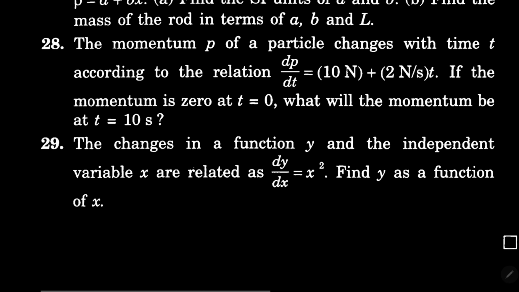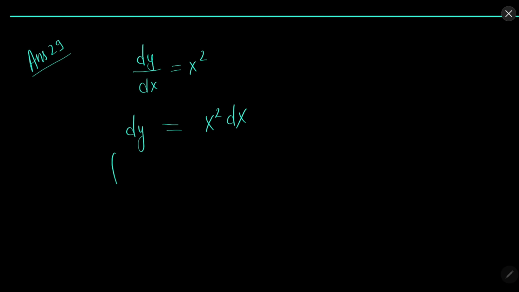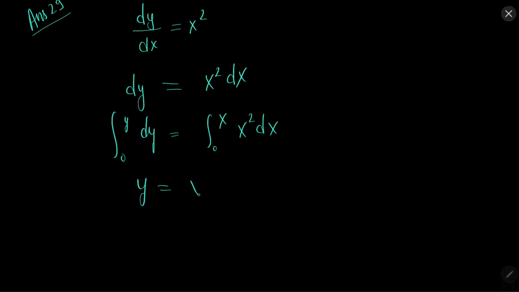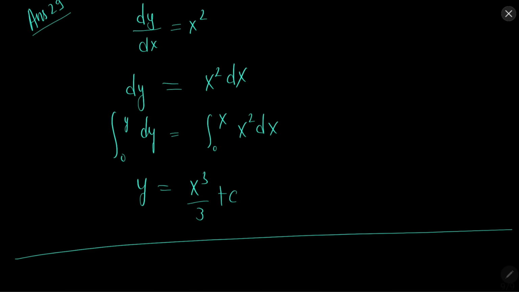In question 29, the change in functions y and x are given, and the relation between them is given. We need to find function y as a function of x. We have dy over dx equal to x square. So dy equals x square dx. Let's integrate this from 0 to y and 0 to x. So it will give us y equal to x cube over 3 plus c. So this is the relation between x and y.